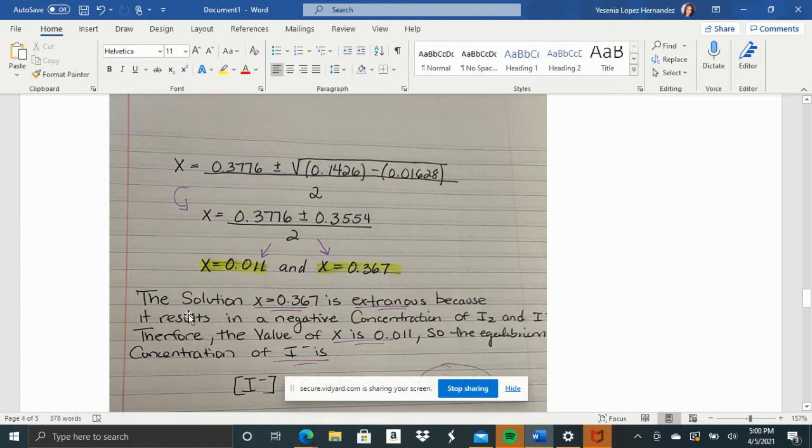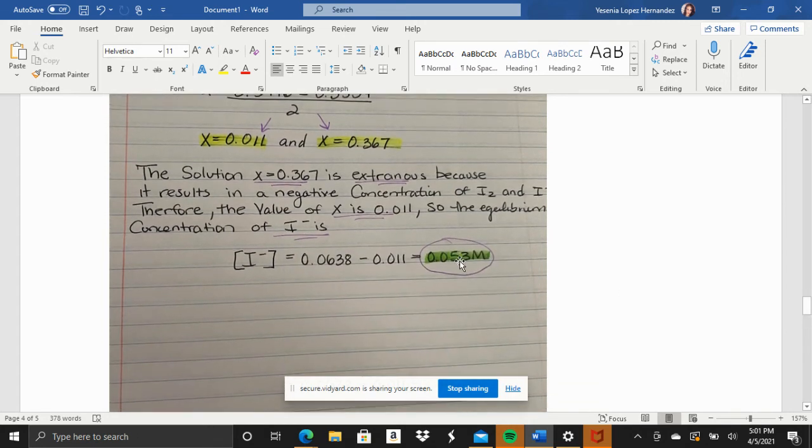This means the solution of x equals 0.367 is extraneous because it results in a negative concentration. It is extraneous because it involves a negative concentration of I2 and I negative. Therefore, the value of x is 0.011. So the equilibrium concentration of I negative is 0.0638 subtracted by 0.011, and we would get 0.053 moles. And this is the correct answer.